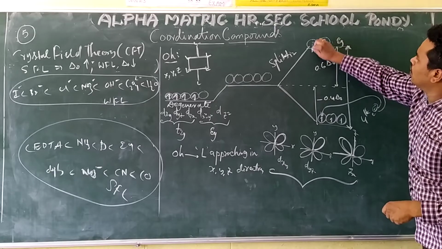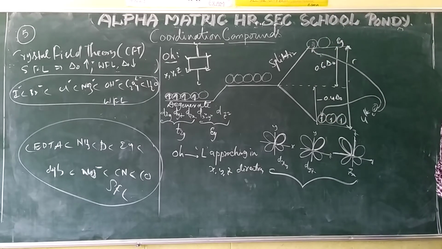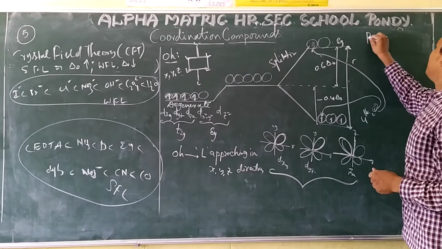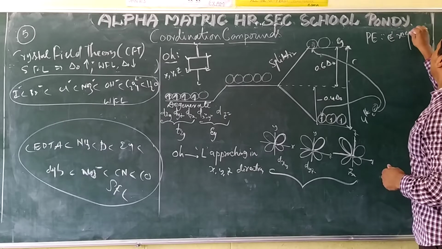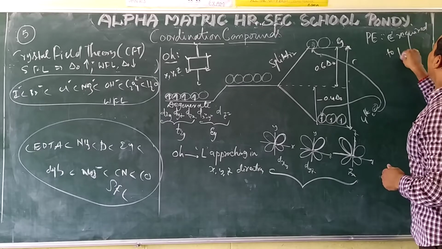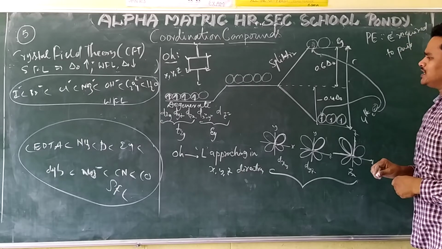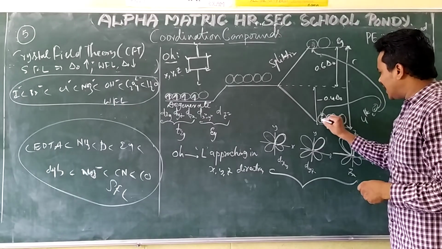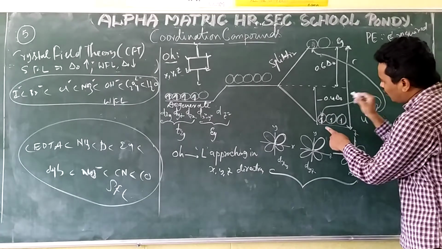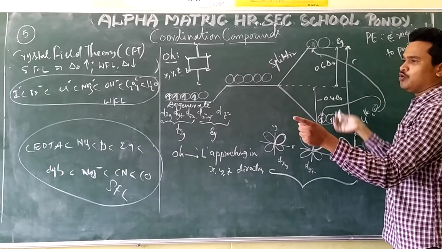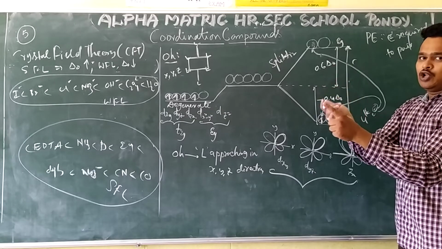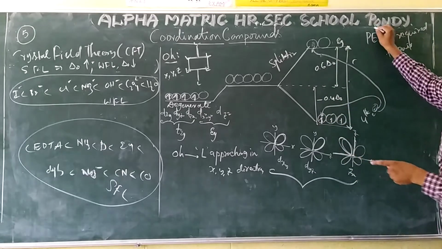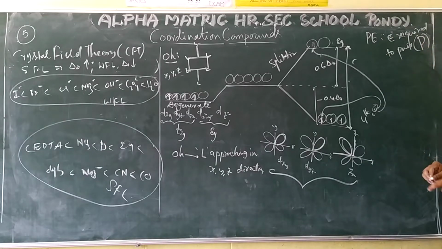Or it is going to the higher orbital. Where it is going is decided by pairing energy. What is pairing energy? Energy required to pair up. Why is energy required? Here already 1, 2, 3 electrons are there. If I want to add another electron here, there is already an electron, so there is a repulsion between these two electrons. To overcome the repulsion, you have to give some amount of energy. That is called pairing energy. We are going to denote it with P.